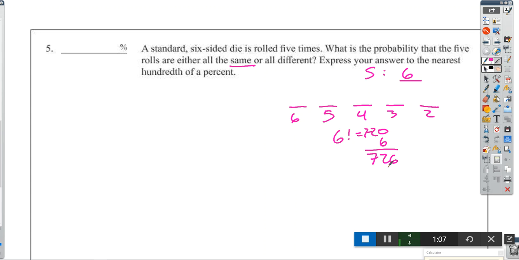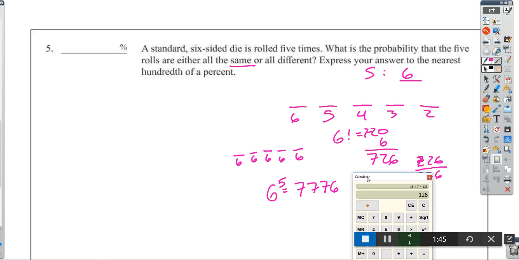But we also need to know how many possible outcomes there are. If I have 5 dice and each can land 6 ways, that means I have 6 to the 5th power ways of getting a result. My first die has 6 ways, then 6, 6, 6, 6, because I'm rolling 5 dice. And so that is 7,776. So we have 726 over 7,776, and we want to know the percent to the nearest hundredth.